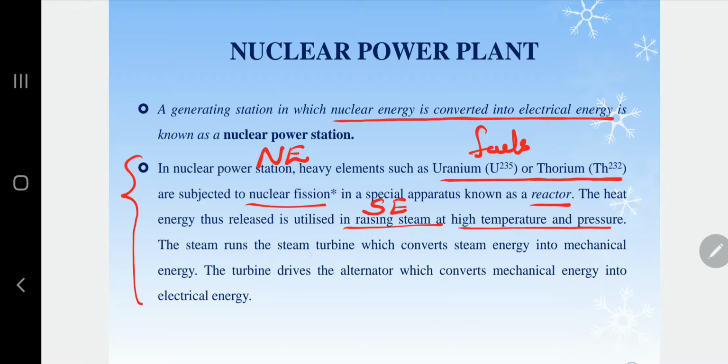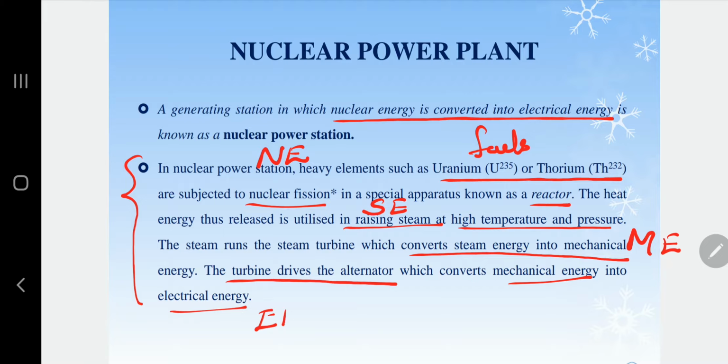The steam runs the steam turbine, which converts steam energy into mechanical energy. The turbine is the prime mover of the alternator, and this turbine runs the alternator and converts the mechanical energy into electrical energy. Simply saying, the nuclear energy is being converted into electrical energy, even though there are several other energy forms in between. We can easily say that it is a conversion of nuclear energy into electrical energy.